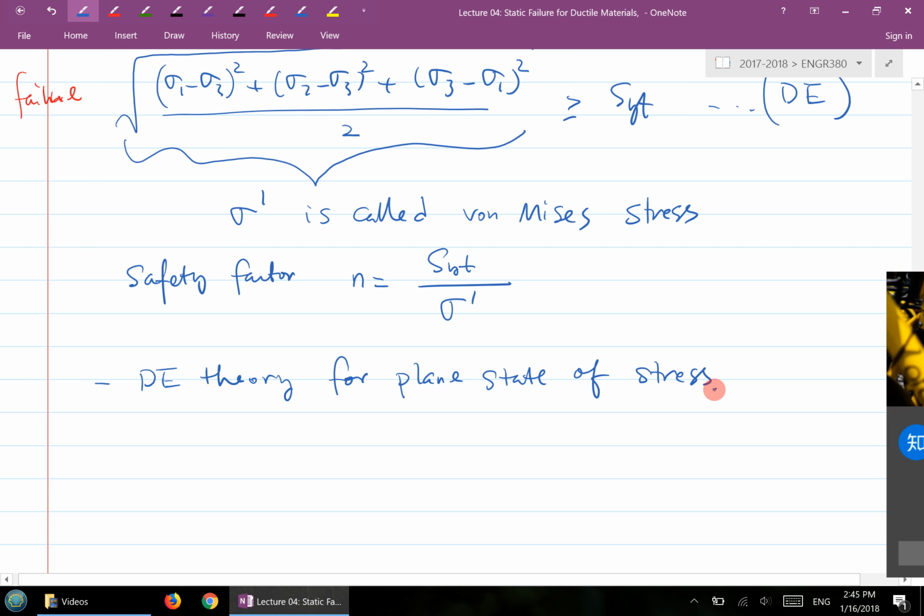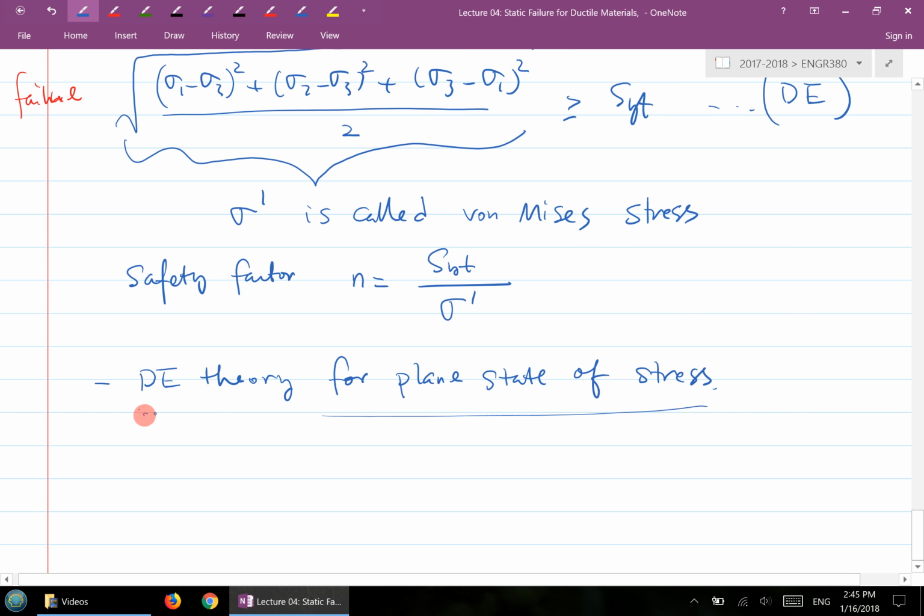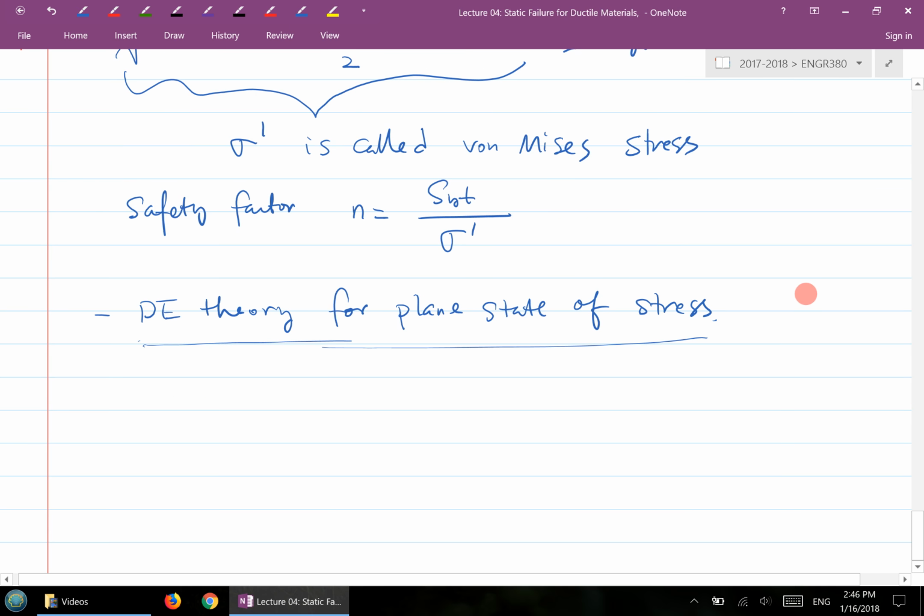If we just look at the plane state of stress, how does this DE theory look like here? Planar state of stress basically means you have nothing but these 3 stress components: sigma x, sigma y, and tau xy. And this will yield 3 principal normal stresses. One of them is 0, and the other 2 are the typical sigma A, sigma B principal normal stresses that you can calculate from the formula.